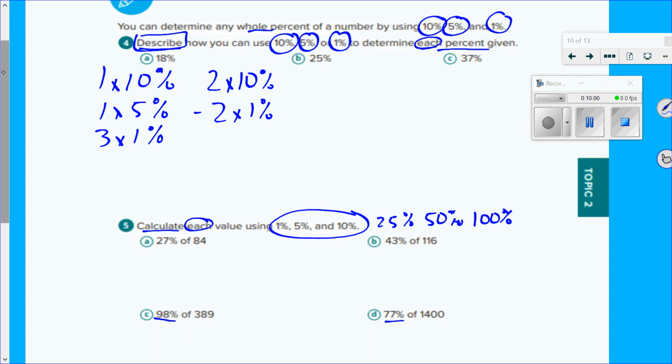Okay, 25%. I think all of us probably did the same on this. 2 10s and add 1 5. Pretty much across the board. Anybody have a different way to do that one? Technically, you could have done 5 5s. Yes? 5 5s. So the 5 5s would have been a decent one.